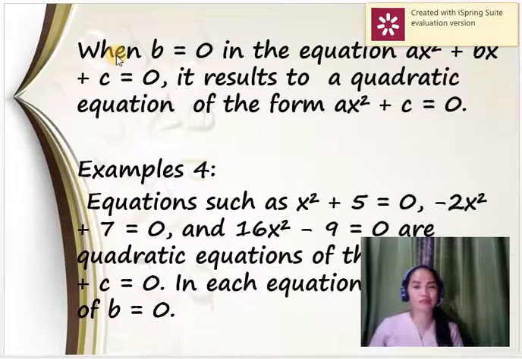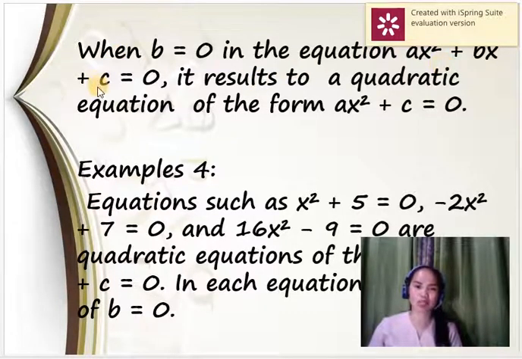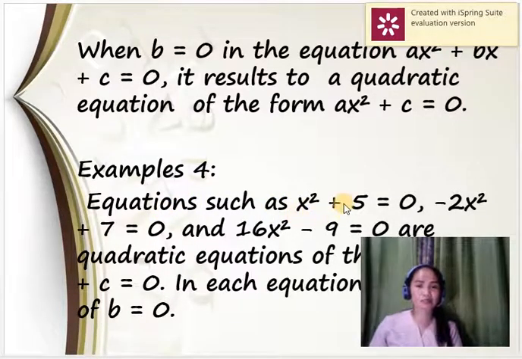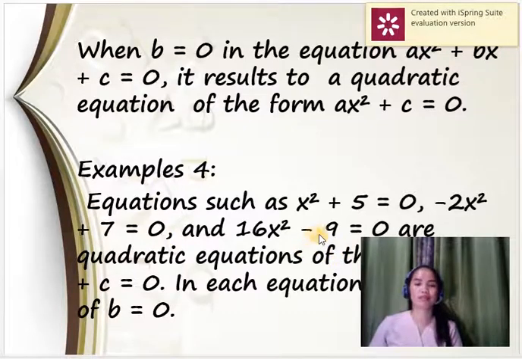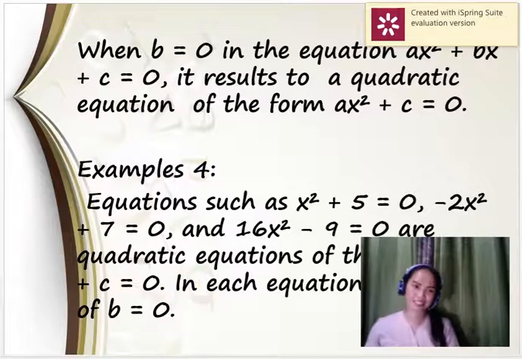One special case is when b is 0. In the equation ax² + bx + c = 0, it results in a quadratic equation in the form ax² + c = 0. Examples: equations such as x² + 5 = 0, −2x² + 7 = 0, and 16x² − 9 = 0 are quadratic equations in the form ax² + c = 0, where the value of b is equal to 0.